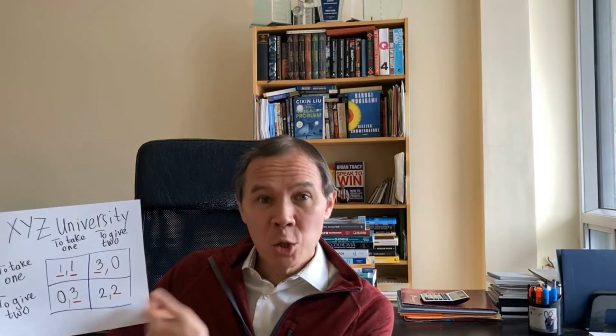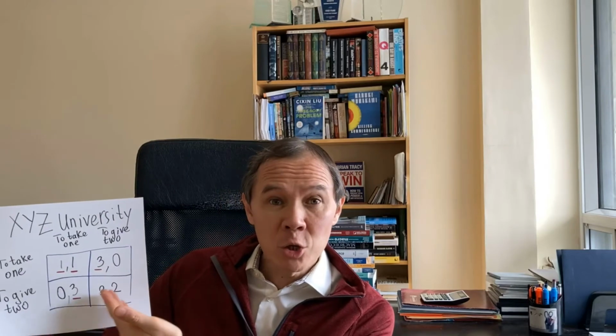Now, why is this game a prisoner's dilemma? Look, is this outcome, the Nash equilibrium, the best for the universities? No. The best outcome for them would be this: to give 2 million and to give 2 million, in which case they would have received 2, 2, which is more than 1, 1.